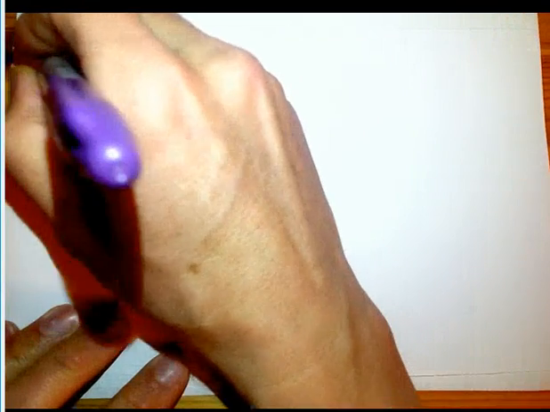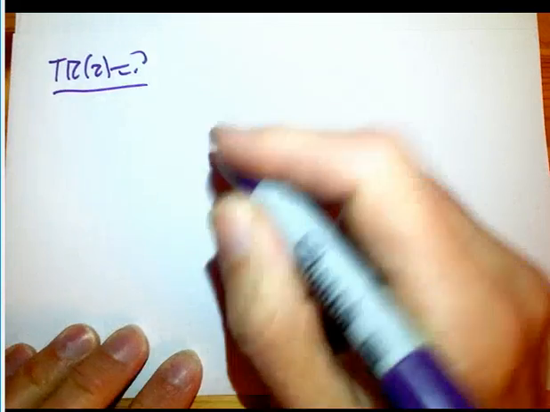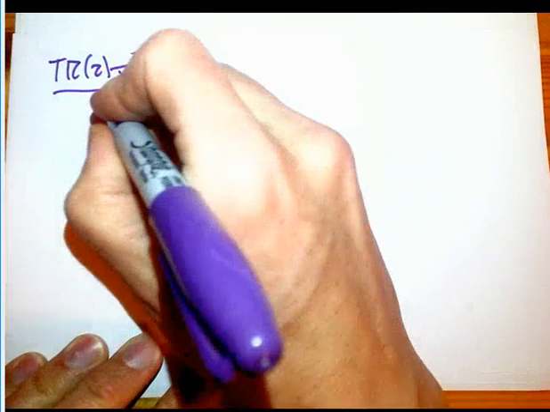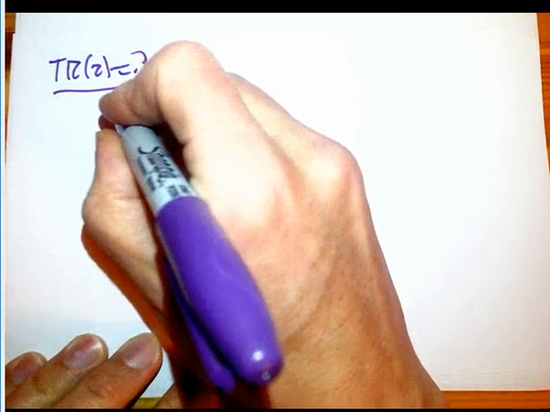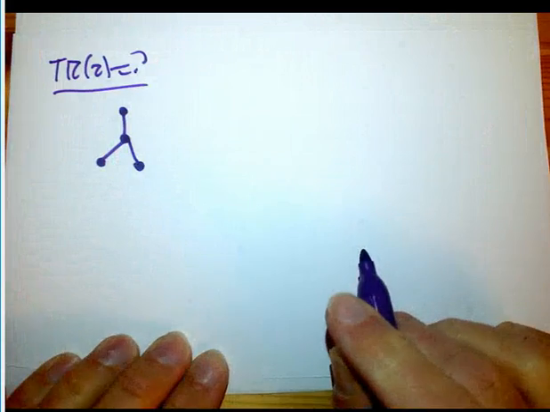We couldn't branch. Okay, now k equals 2. TR of 2 equals what? Okay, so first thing is it's not too hard to see that it's pretty useless to start with 1 and then branch. Okay.